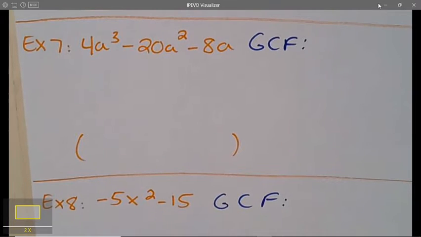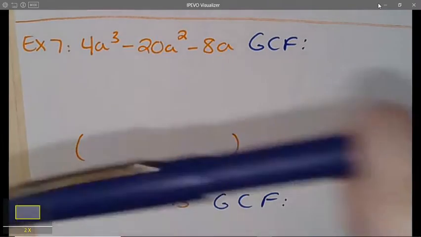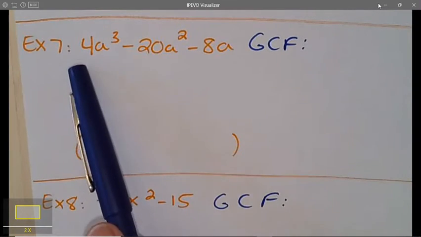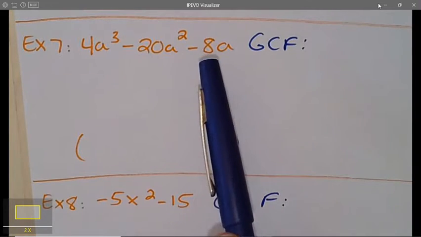Welcome back. Let's get going on example 7. So remember, the first step is to identify the GCF. So I'm going to look at my coefficients. So I have a 4, I have a negative 20, and a negative 8.